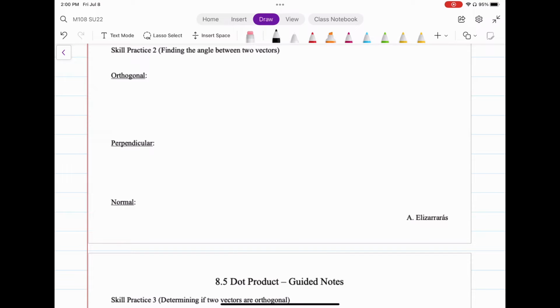Defining orthogonal: two vectors that are drawn tail to tail and form a right angle are orthogonal. It is also true then that their dot product is equal to 0. So if calculating the dot product of two vectors gives you a result of 0, then those two vectors are orthogonal.